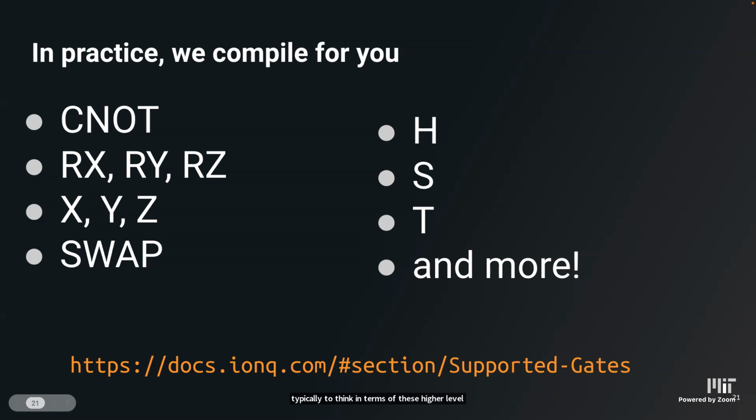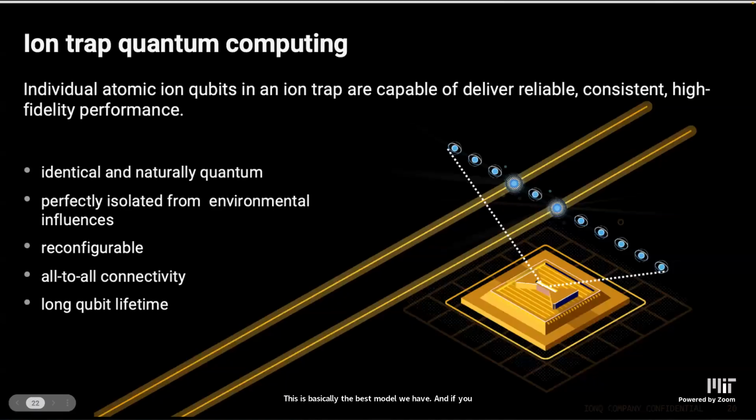Broadly speaking, we are hoping that one of you, or perhaps a group of you, over the coming years and decades, thinks of better abstractions for quantum computing than we have today. This is basically the best model we have, and it's kind of like programming a computer in 1940 or something like that. Okay, so to summarize, ion trap computing itself.